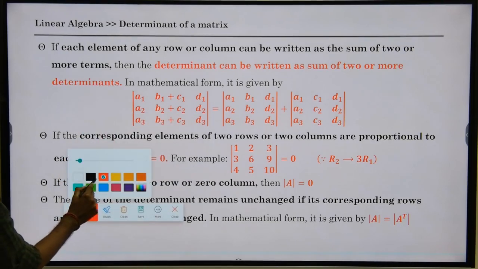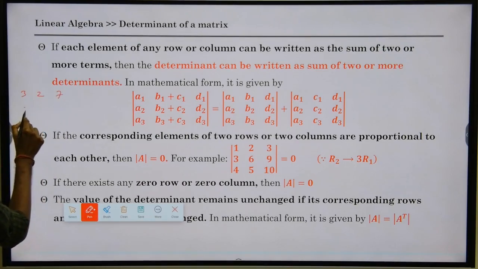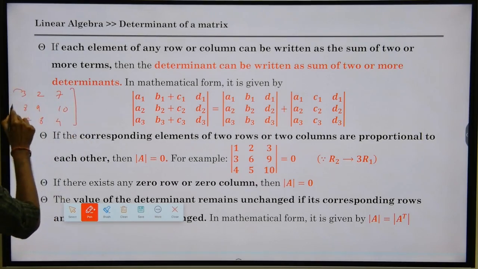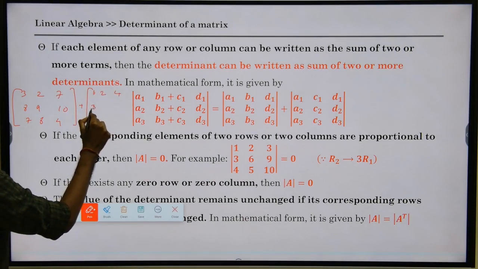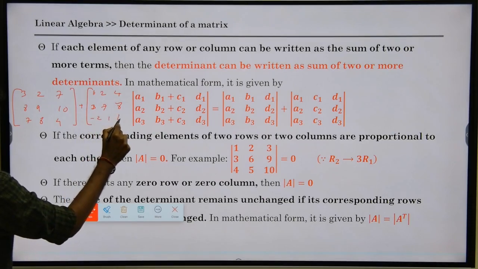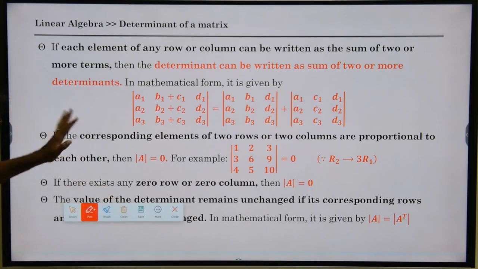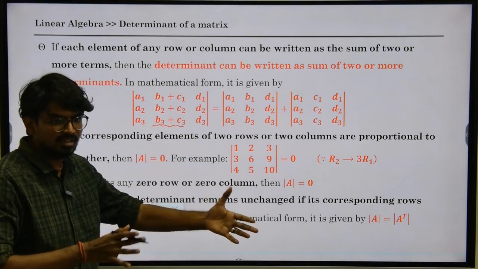If I take two matrices, 3 2 7 8 9 10 7 8 4, and I want to add this matrix with something like 1 2 4 3 7 8 minus 2 1 4, what should I do? Each element should be added with the other matrix's element, the basic principle. But coming to determinant, a single row or a single column can be split into two.